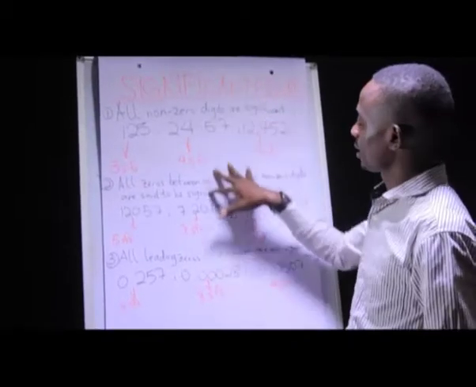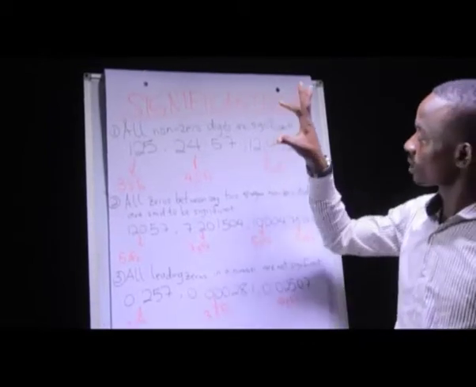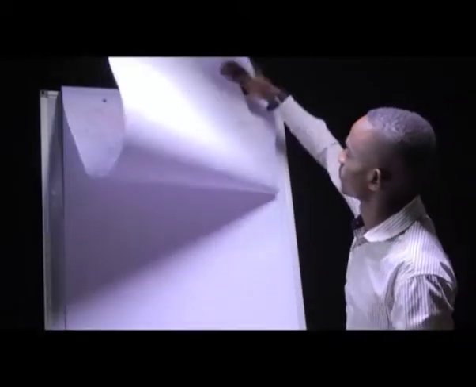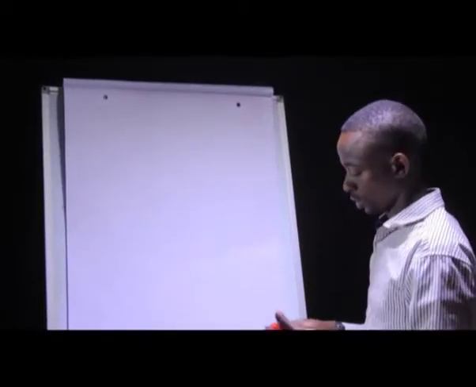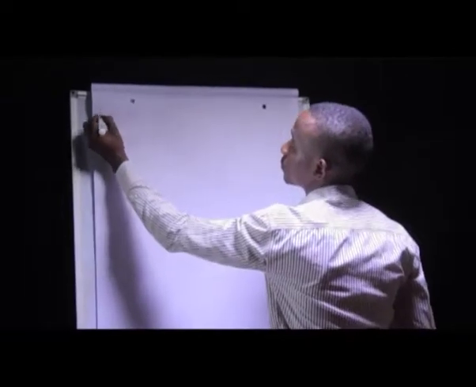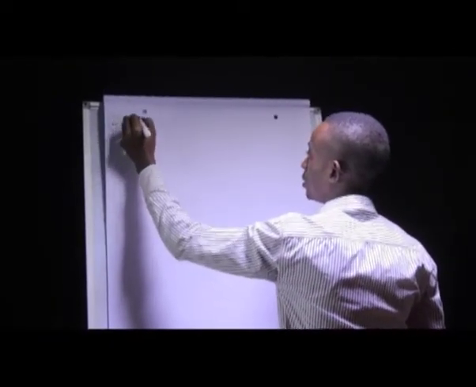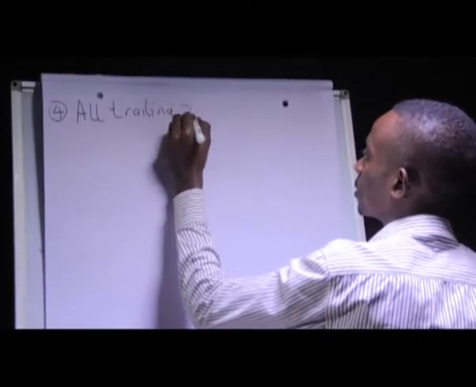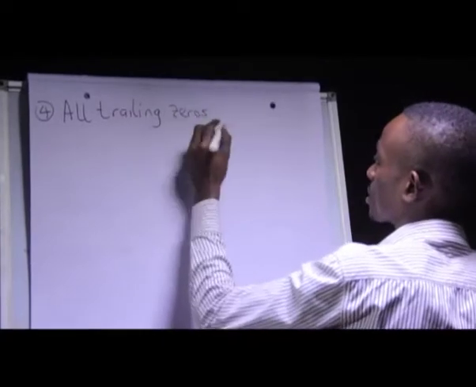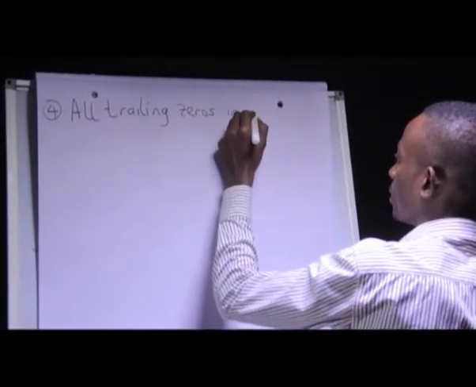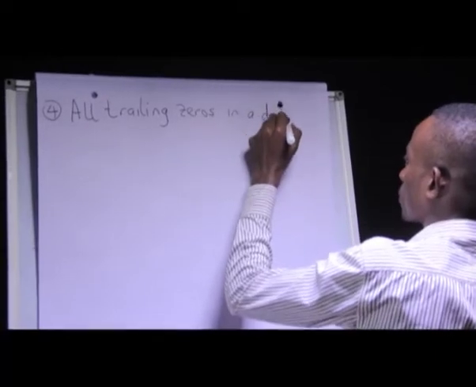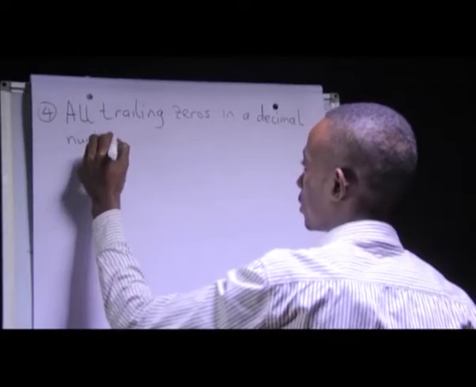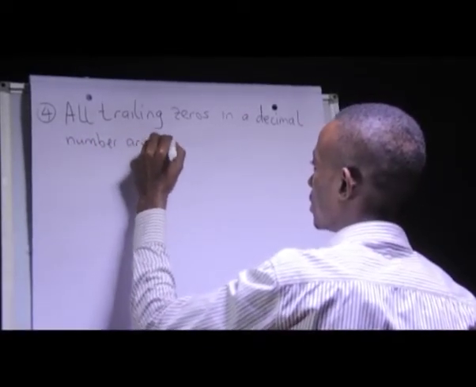Okay, so these are the first three conditions of determining significant figures. There are two more conditions which we can look at. So we have condition number 4, and it says that all trailing zeros in a decimal number are significant.